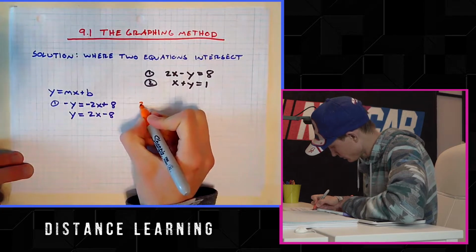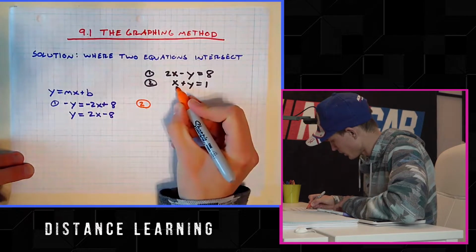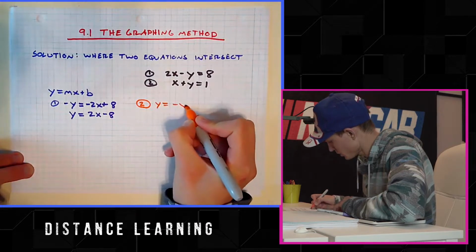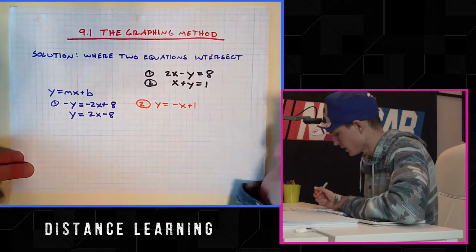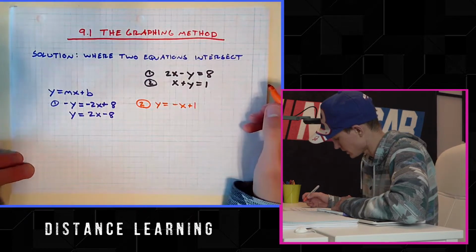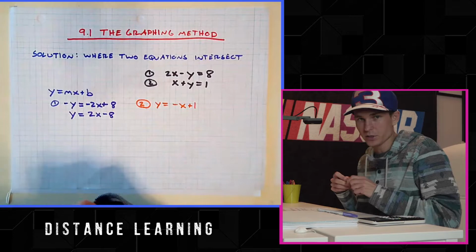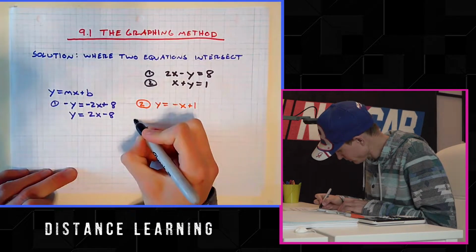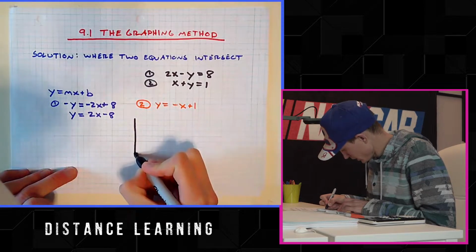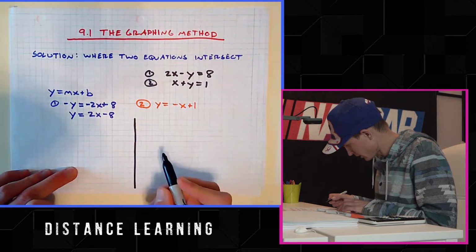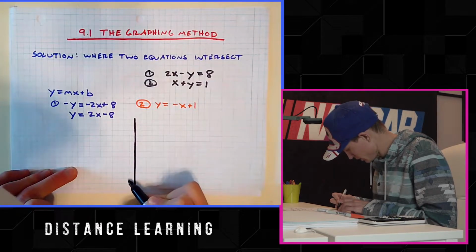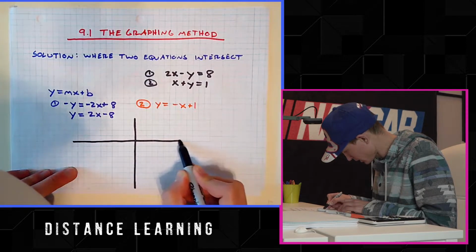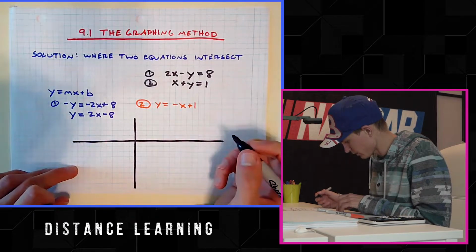Equation 2, I'm going to have to move this x to the other side. So I'm going to have y equals negative x plus 1, and that one is in slope-intercept form as it stands. The only other thing to do is to graph them and see where they intersect. Do I have enough room for 8? Let's see, 1, 2, 3, 4, 5, 6, 7, 8. Let's see if I get lucky with this graph.